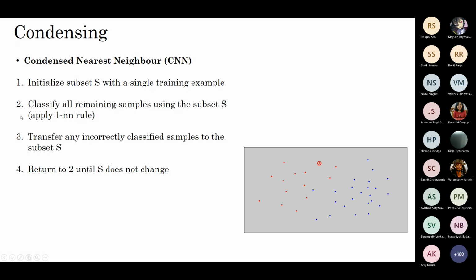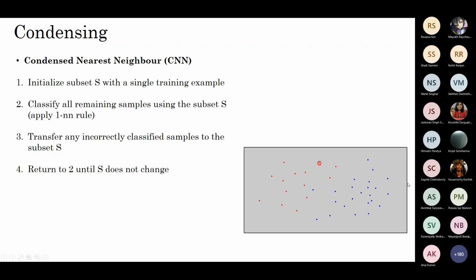Now I have to apply step 2. That will classify all remaining samples using the subset S. That means subset S will be used to predict the label and nothing else, and you apply only the one nearest neighbor rule. So you choose a particular point, any point you can choose, and this is your set S. You compute one nearest neighbor. There is only one point in it, so the label of this point will be the label of the red sample. Is it clear to you?